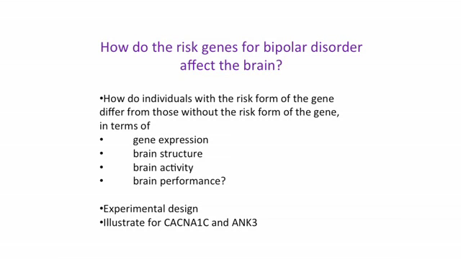Because these aren't causative genes, there are plenty of healthy people who have the risk form of the gene, just as there are plenty of people with bipolar disorder who have the healthy form of the gene. These are risk factors, and I'll come back to that argument a bit later. But all the studies I'm going to show you compare something between people with and without the risk form of the gene. And I'm going to illustrate it with examples from two of the three genes I mentioned earlier.